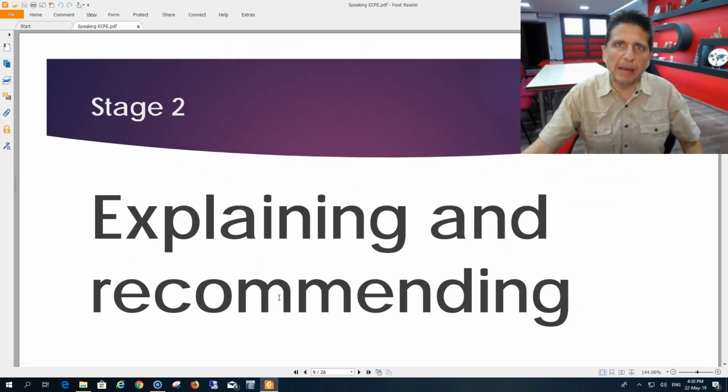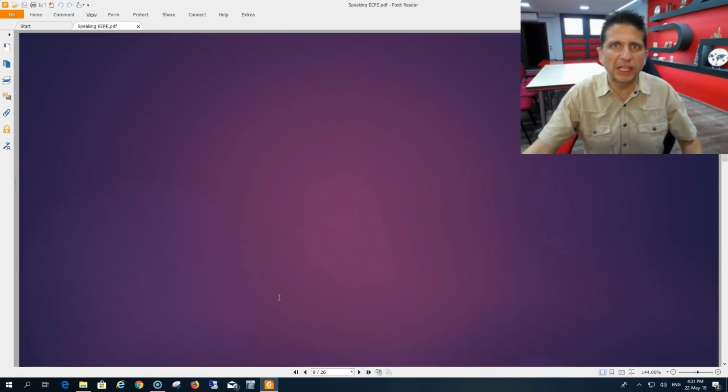The title, the name of the Michigan Speaking Test in Stage 2 is Explaining and Recommending. That shows that throughout the test each one of the two candidates will have to explain using logical assumptions the two options that they have, so that the other candidate could make a recommendation.